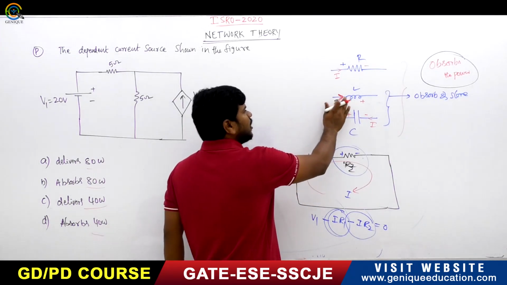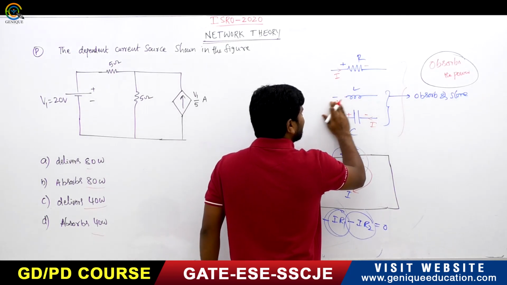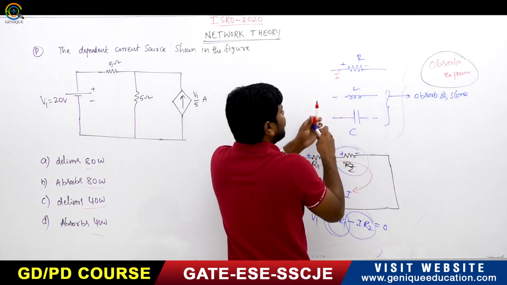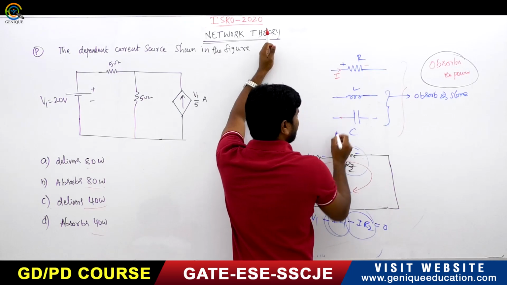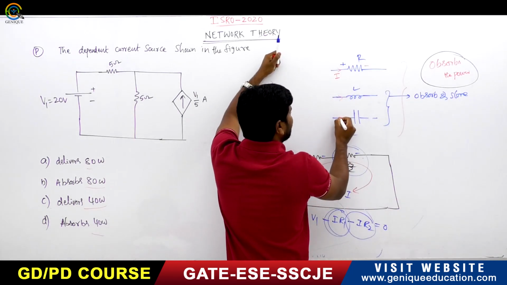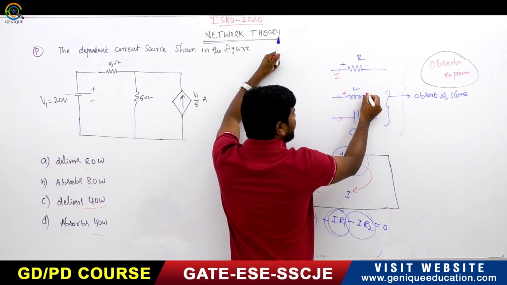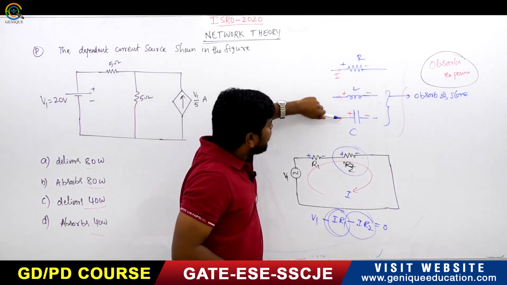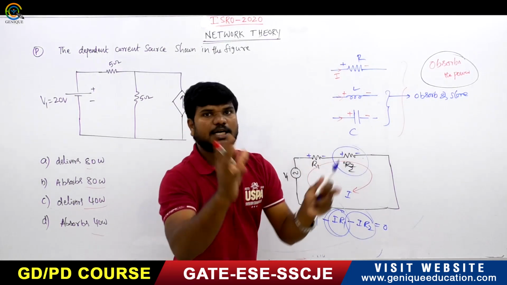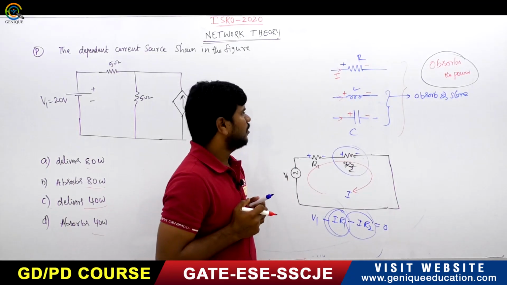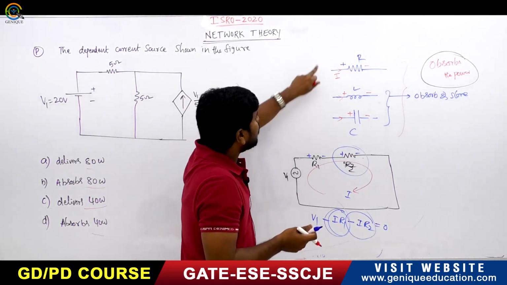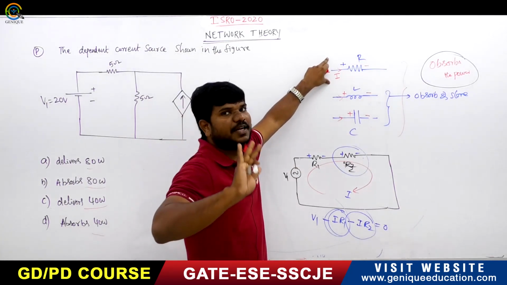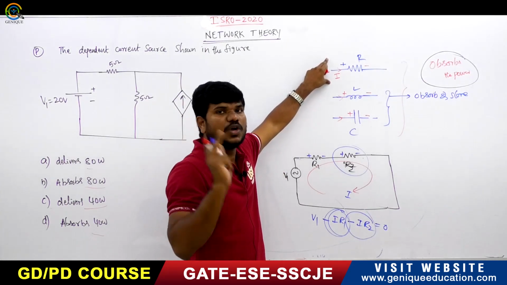Observe this. In the previous case, we have taken the current direction like this, and previously we have taken this as plus, minus. So whenever the current enters the positive terminal of the element, the element is absorbing the power. But out of these three elements, the resistor will only absorb the power and it will not deliver the power. That is the thing you have to understand.